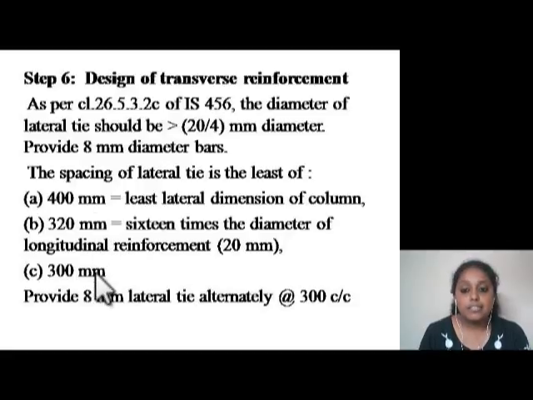In this the least is 300 mm, so we are providing 8 mm lateral ties alternatively at 300 mm cross section.